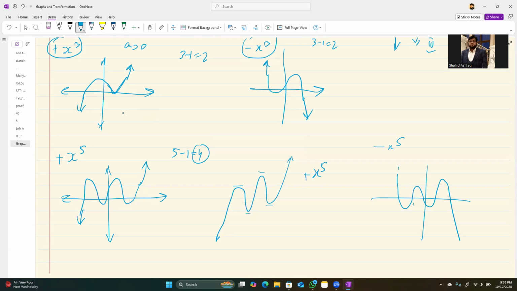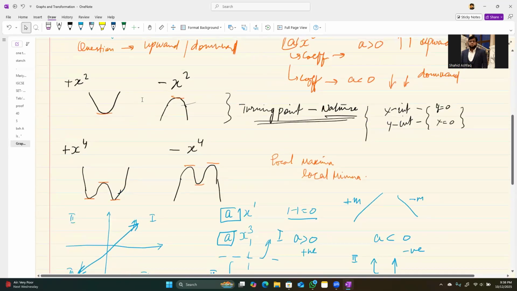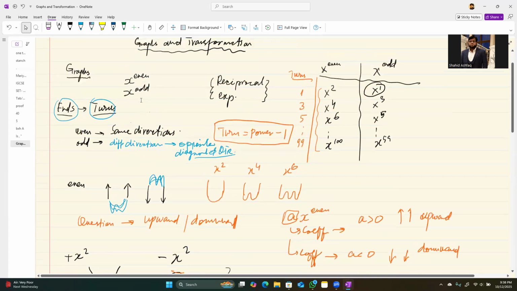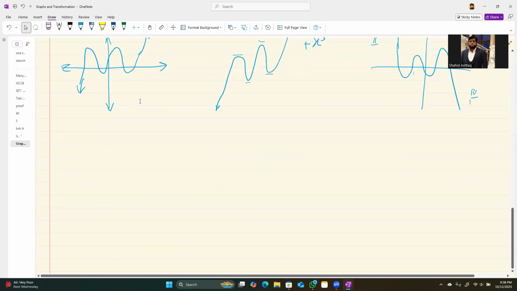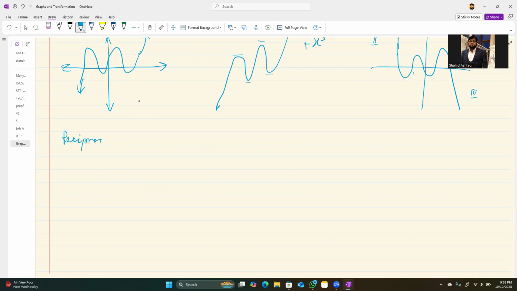And this one is my negative graph, because it starts from the second quadrant and goes to the fourth quadrant. This is one of the graphs we have. Now this also leads to another graph, which is when I look for my odd graphs. Afterwards, we can have our reciprocal graphs.